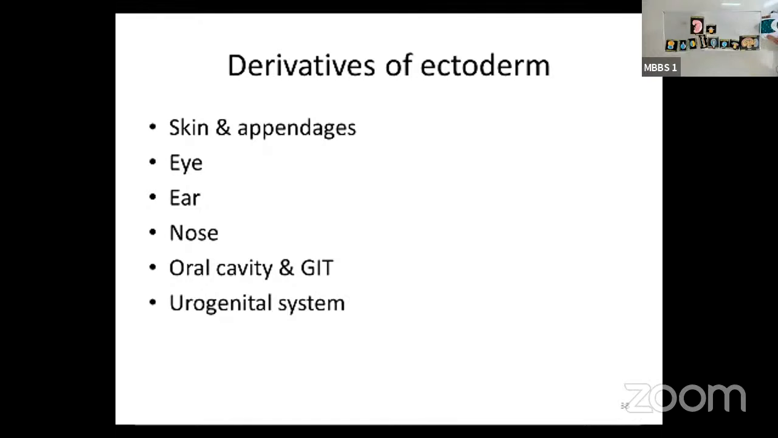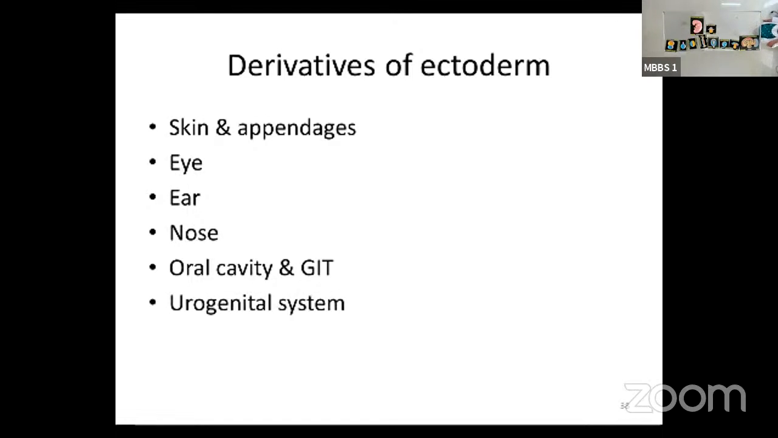Okay. Skin and appendages. What are the structures coming from ectoderm? In skin you get this, anyone knows? You get epidermis, nails, hairs, sebaceous glands, sweat glands, erector pili muscle. Okay, these are the structures of the skin derived from the ectoderm.